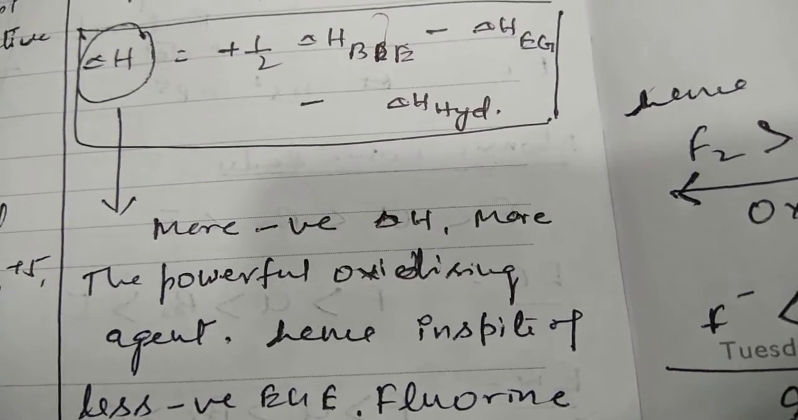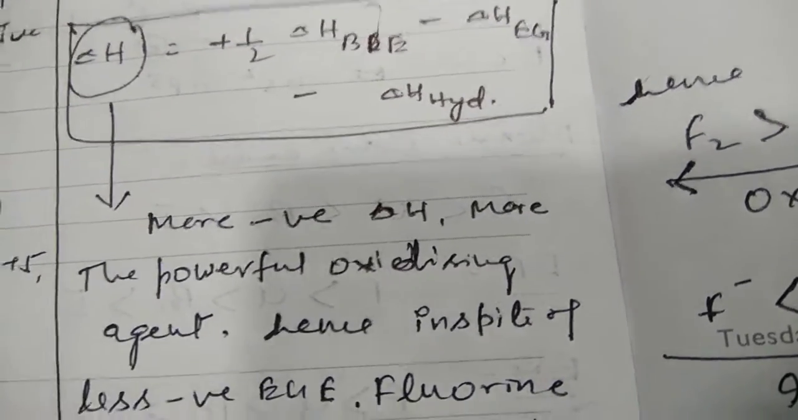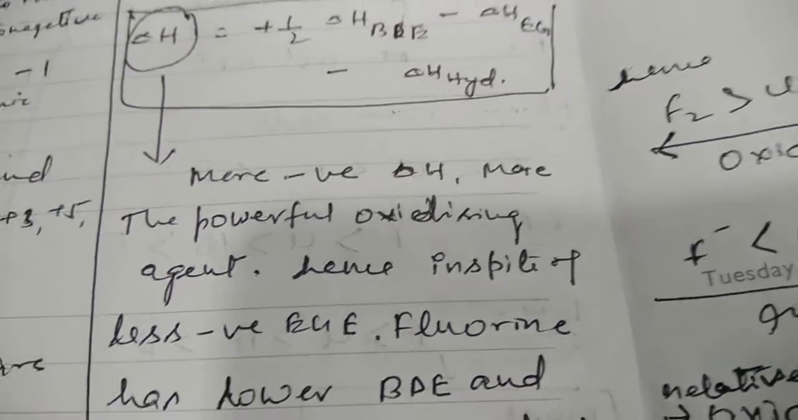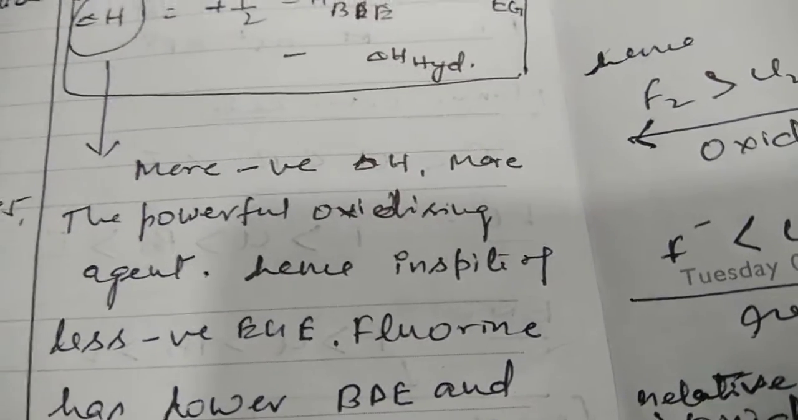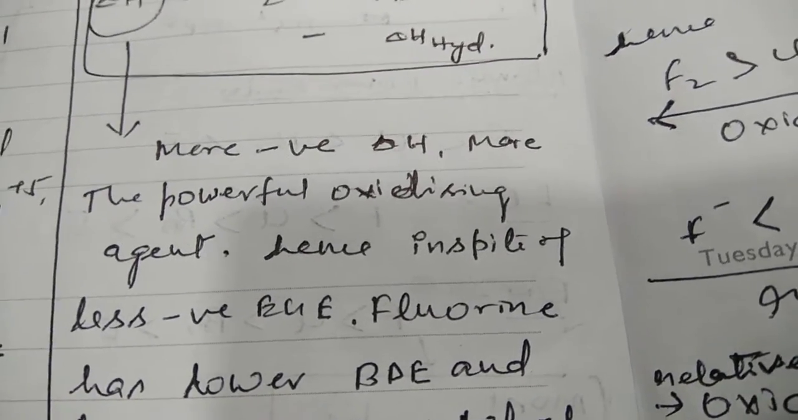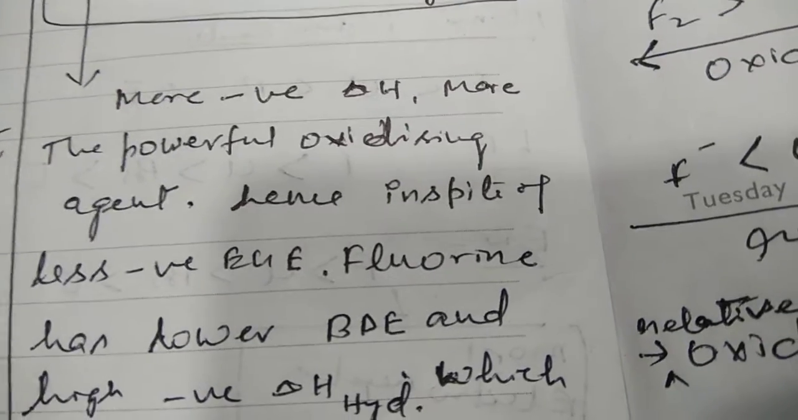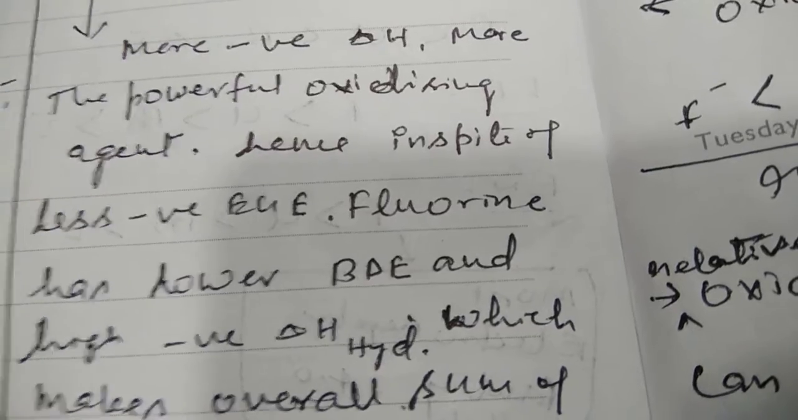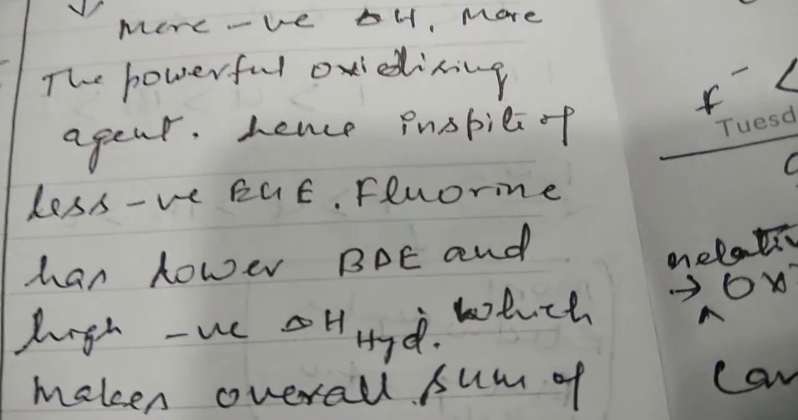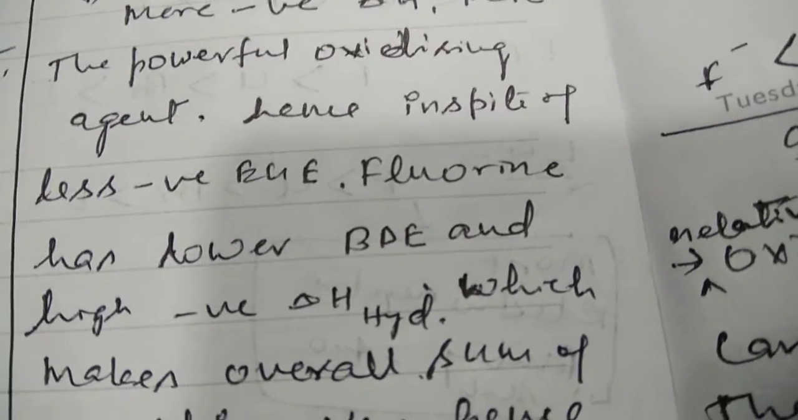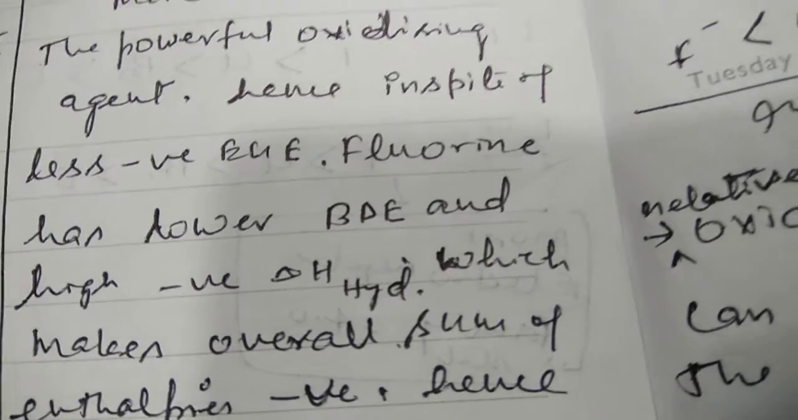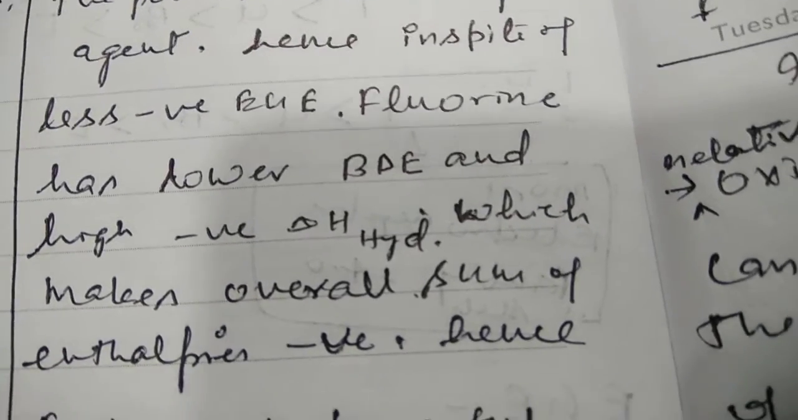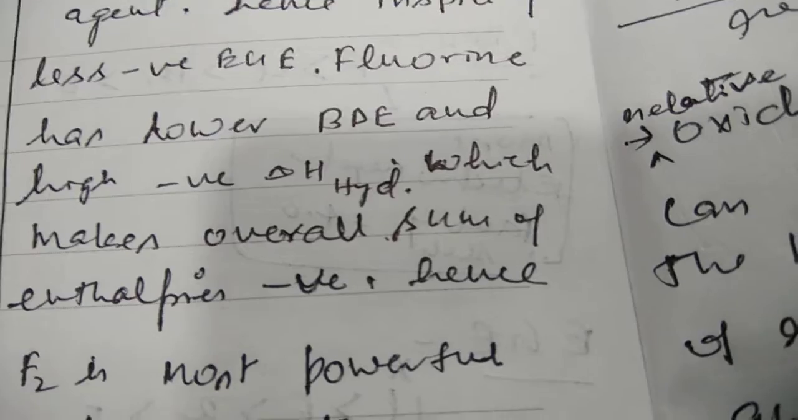So this delta H will decide the oxidizing power. More negative delta H, the more powerful the oxidizing agent. Hence, in spite of less negative electron gain enthalpy, fluorine has lower bond dissociation enthalpy and high negative hydration. Since hydration depends on size, in the fluoride ion they are the smallest, so they have very high negative hydration, which makes the overall sum of enthalpy negative.